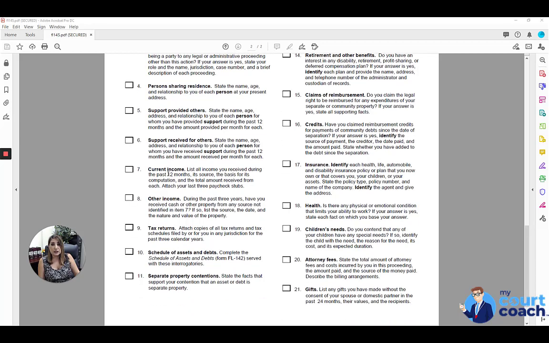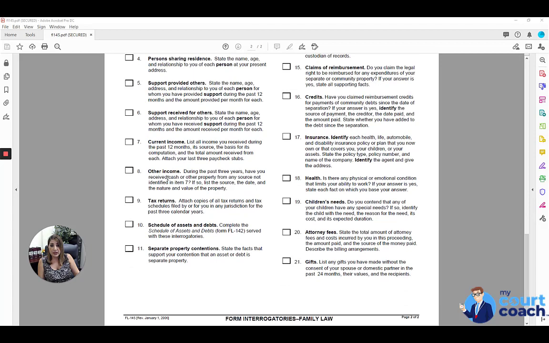The next box is current income. You would check this box if you want the other party to list the income they've received for the last 12 months, its source, the basis for contribution, and the total amount received from each source, as well as provide their last 3 paycheck stubs. This is a very important one whenever support is at issue. Likewise, number 8, if support is at issue or any other finances, you would want to mark this box to ask them to provide information related to any other source of income that was not previously disclosed above.